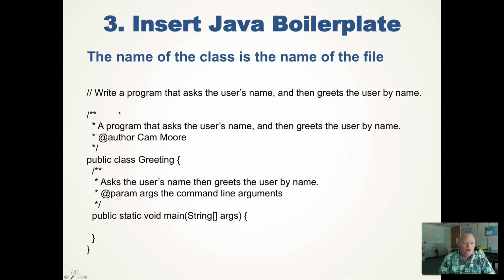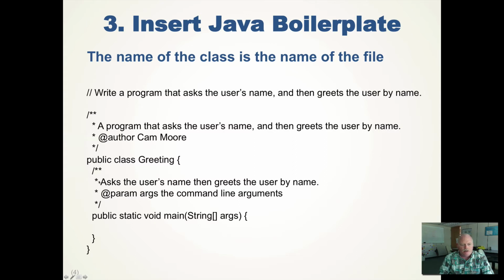I have a Javadoc comment that basically repeats the question, because this program does what it's supposed to. It asks the user's name and then greets you. It has an author tag with my name, so you're going to put your name there. And then we have public class Greeting. Greeting is the name. Remember, we have to pick Greeting.java. Open curly brace, and then another Javadoc comment for our main subroutine.